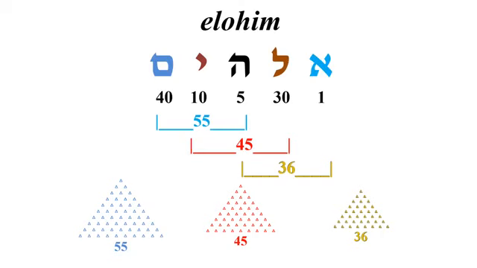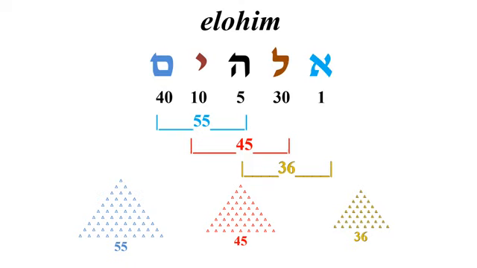Well, if you take the word Elohim, and remember we talked about the gematria values, let's go ahead and put them in. Aleph is 1, Lamed was 30, He is 5, Yud is 10, and Mem is 40. If you take the first 3 letters of Elohim's name, Aleph, Lamed, He, that's 1, 30, and 5, it adds up to 36, which happens to be a perfect triangle number.